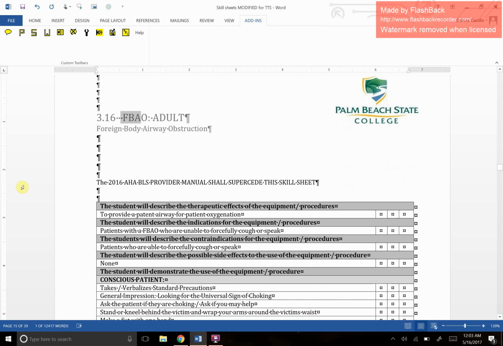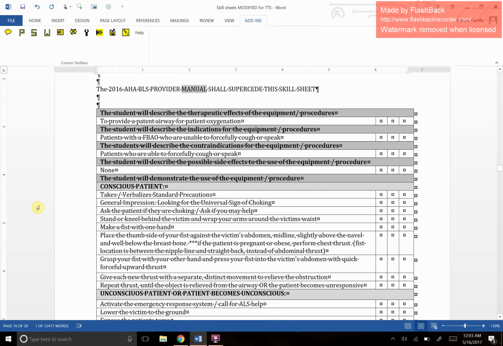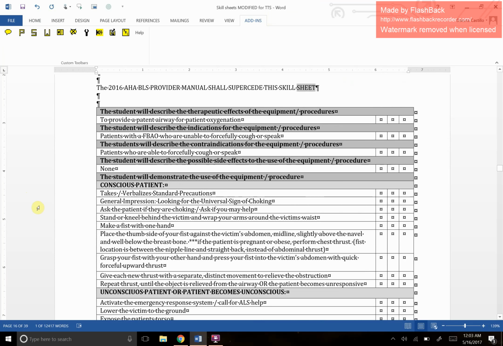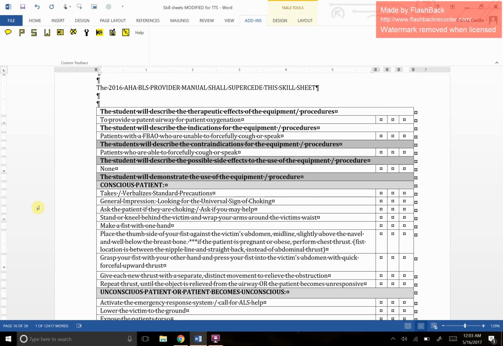3.16 FBAO, Adult. Foreign body airway obstruction. The 2016 AHA BLS Provider Manual shall supersede this skill sheet. The student will describe the therapeutic effects of the equipment/procedures. To provide a patent airway for patient oxygenation. The student will describe the indications for the equipment/procedures. Patients with a FBAO who are unable to forcefully cough or speak.